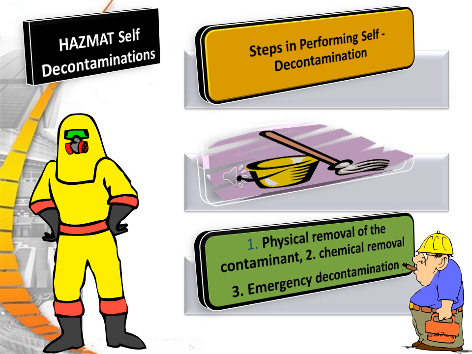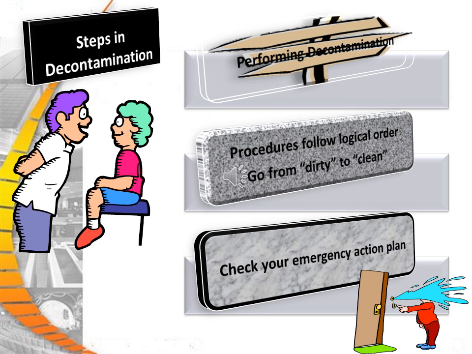Steps in performing a self-decontamination. The first step will be the physical removal of the contaminant, the chemical remover, or the emergency decontamination of the individual and situation. Procedures to follow in logical order go from dirty to clean. Check your emergency action plan for what procedures you want to follow.